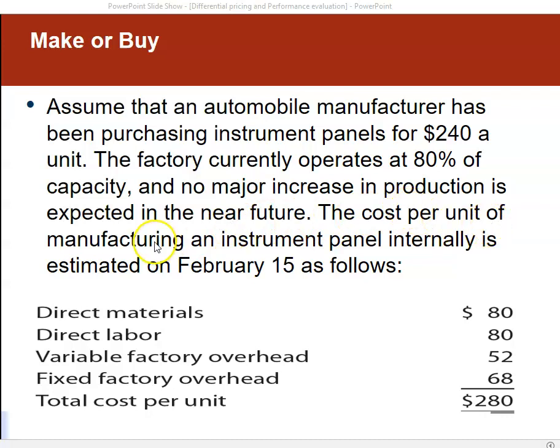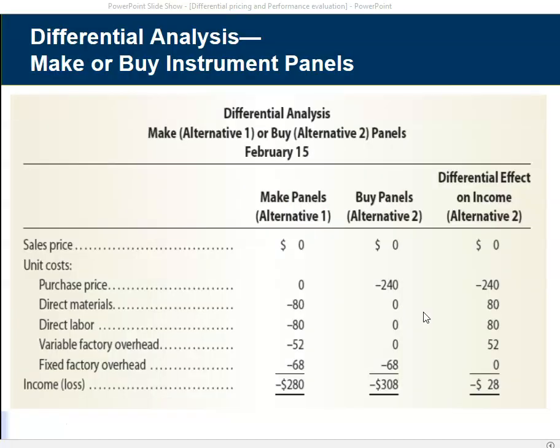It says the cost per unit of manufacturing an instrument panel internally is estimated on February the 15th as follows: direct materials, labor, variable factory overhead, fixed factory overhead, total cost per unit. So clearly we should continue to buy rather than manufacture, right? 240 is less than 280. Well, it's not quite that simple. In this particular case, we'll be better off to manufacture the part ourselves.